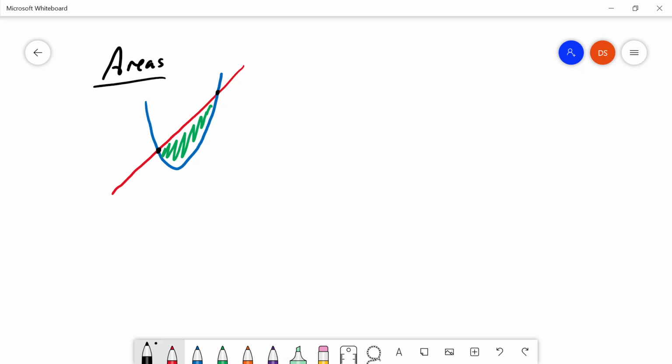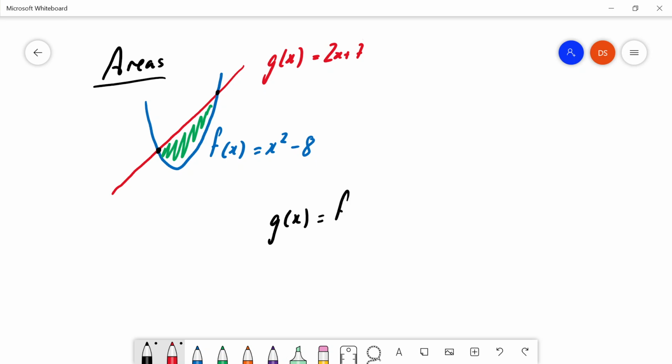First off, let's say g of x is equal to 2x plus 7, and f of x is equal to x squared minus 8. First, I've got to find out where these two graphs intersect. The easiest way to do this is to set these equal to each other. If I have g of x equals f of x and solve, we can find the two roots.